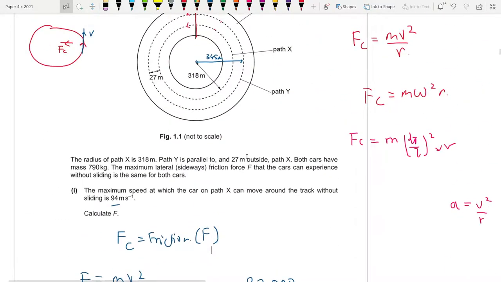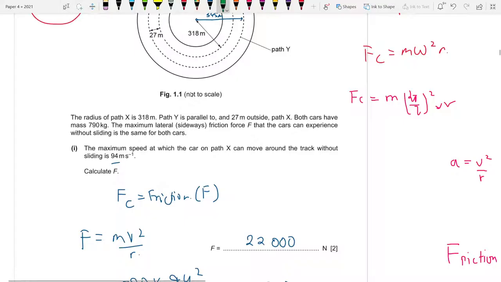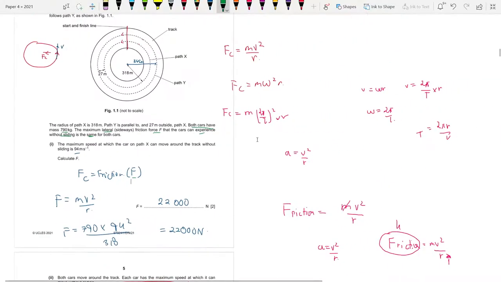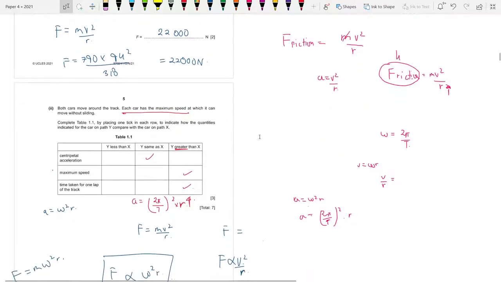Basically, the key point here was this line, which we might have overlooked. Both cars have the same mass of 790. Also, the maximum frictional force that the cars can experience without sliding is the same. And we know that friction is providing the centripetal force. So, for both cars, the centripetal force is the same. That's the main logic, okay?